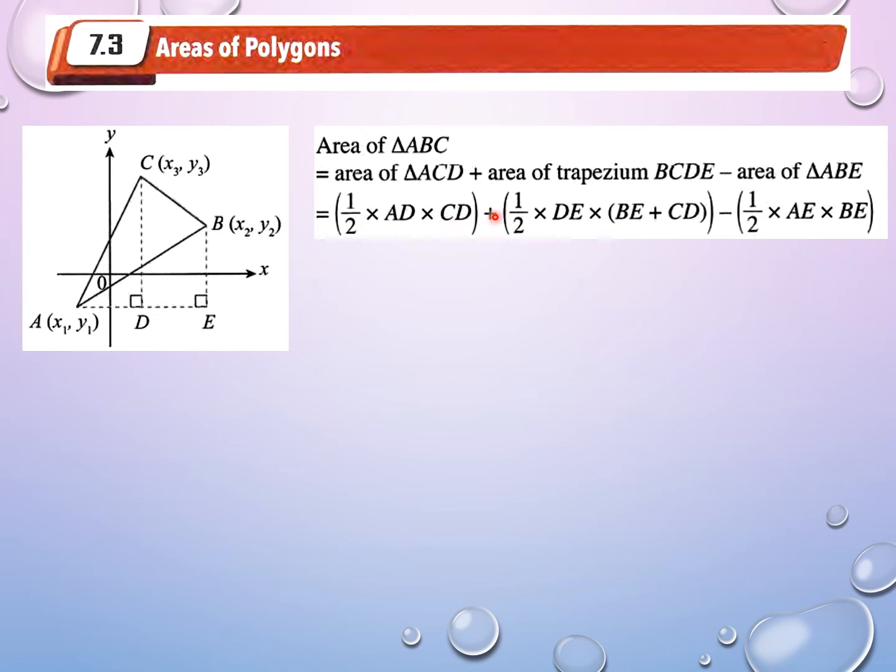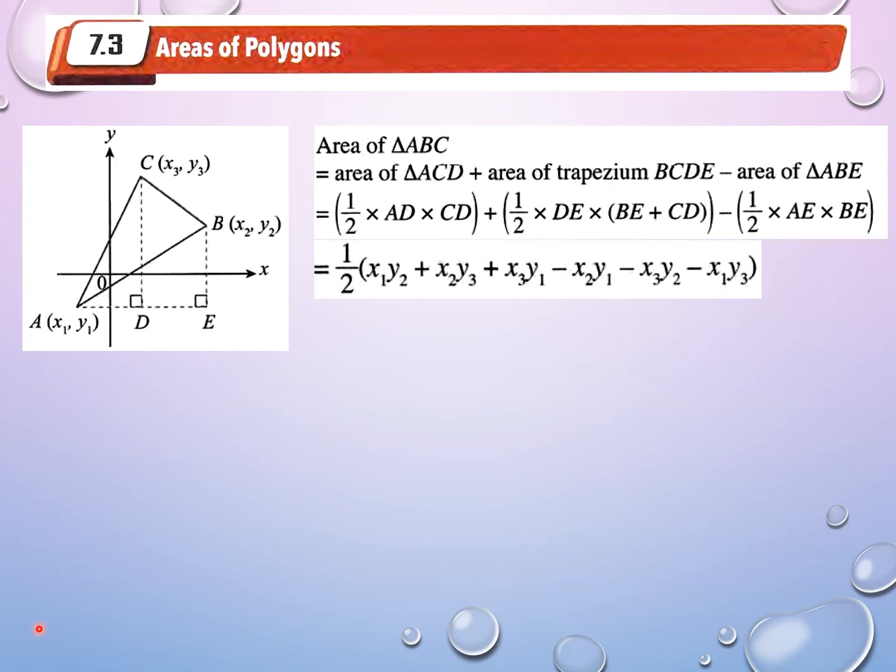If I substitute all the length here, I can actually get this one. For your textbook, you can just follow one by one. After I substitute the length for AD, CD and simplify it, I will get this. Meaning to say, I can just take x1 multiplied by y2 after simplifying, x multiplied by y2, plus x2 multiplied by y3, and then you get minus, minus, minus. So this formula is quite complicated, you see.